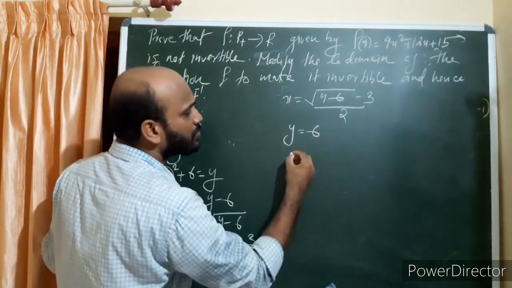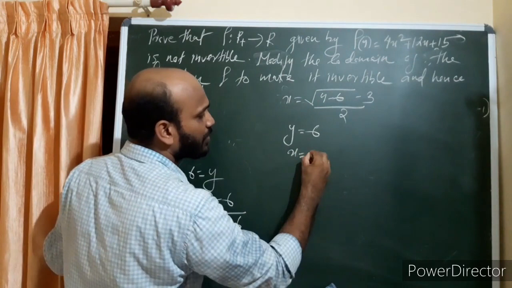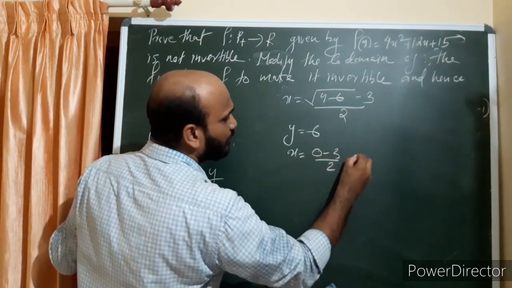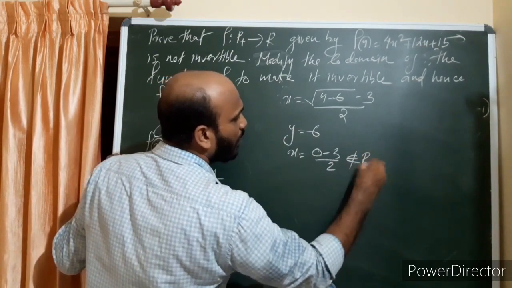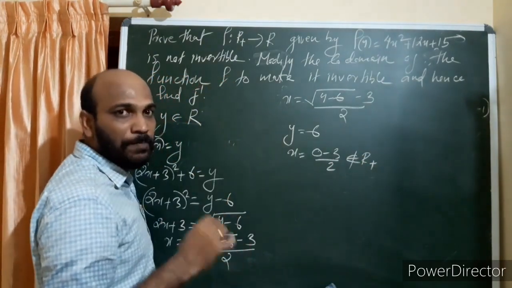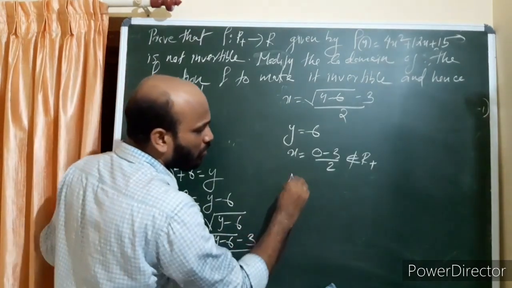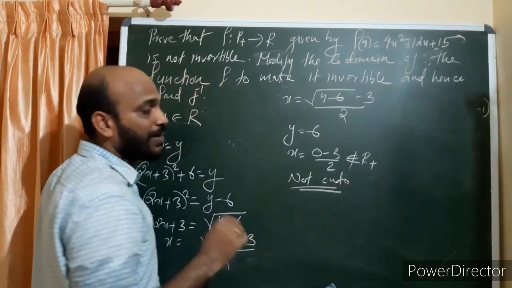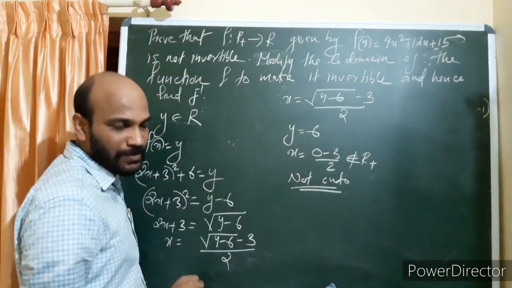So when y equals 6, what is the value of x? x equals 0 minus 3 by 2, which does not belong to R plus. That means 6 does not have any preimage. So it is not onto. Hence it is not invertible.